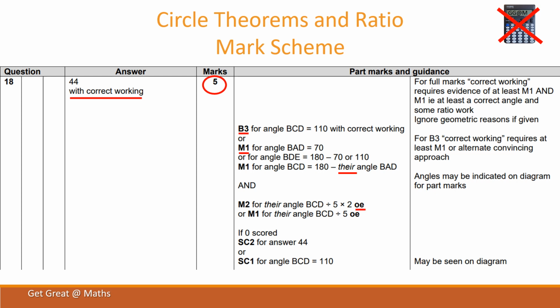OE means or equivalent. So if you use a different method at the end using your ratios, it doesn't matter as long as you've got that answer of 44. The last bit here means if you didn't show any working out and you just wrote down the answer 44, you can still get 2 marks. So it says in the question you must show working out, but if you got the correct answer with no working on this question, you can still get 2 marks. In the bottom right hand corner it says may be seen on the diagram. So if you are writing angles on the diagram, then you will be given marks for writing your angles on the diagrams.